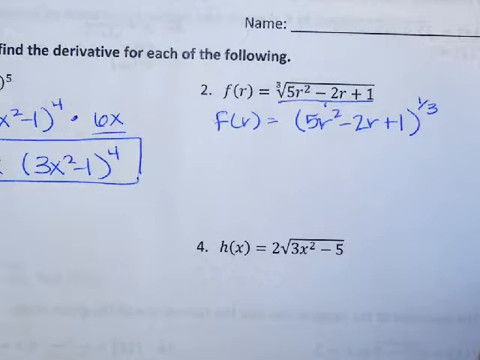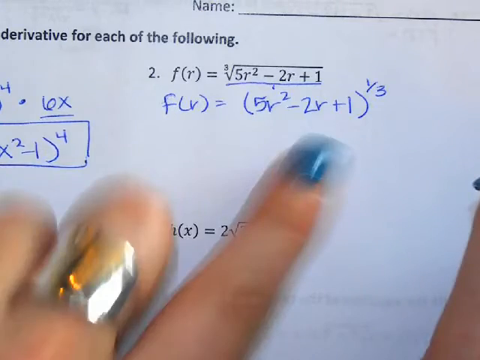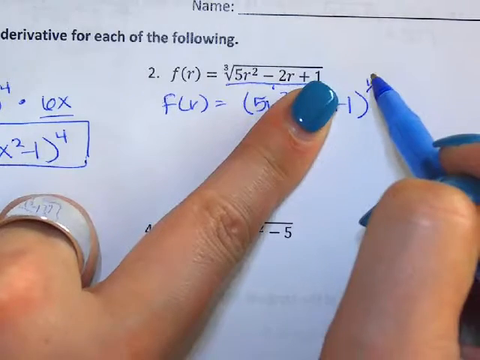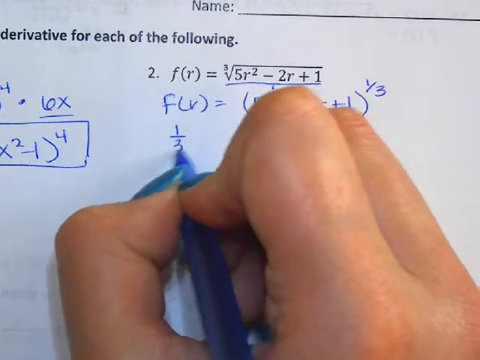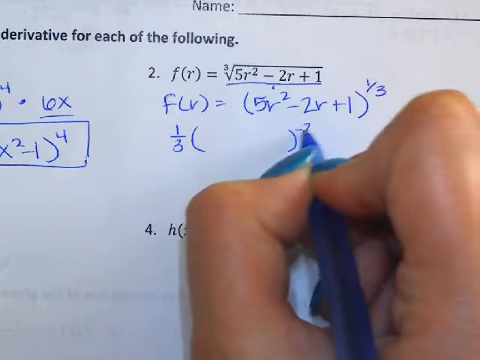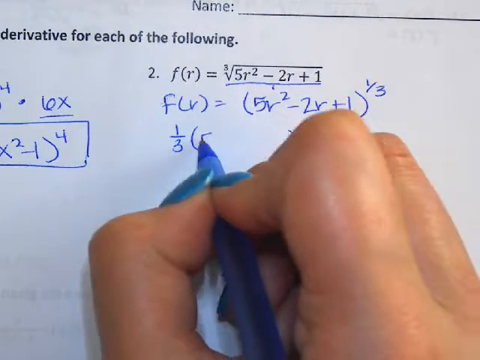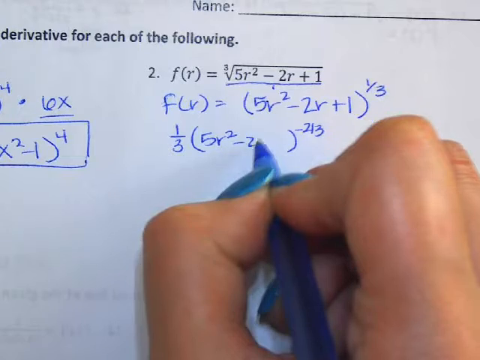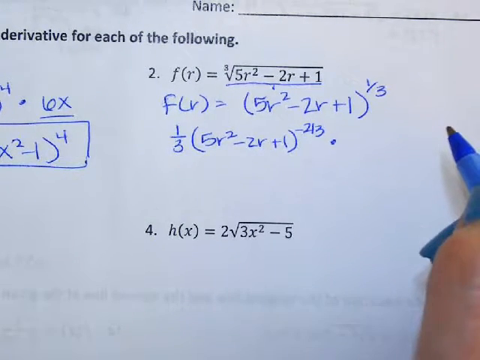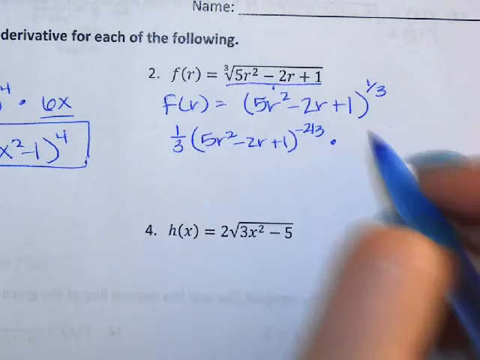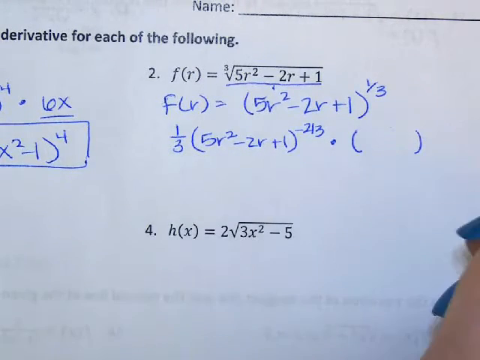Okay, so if we do this one, we're going to cover up the inside. What do we do with the 1/3? Bring it to the front. Keep it the same, negative 2/3, okay? And then we have 5r squared minus 2r plus 1, and this is being multiplied by the derivative of the inside, which is what?